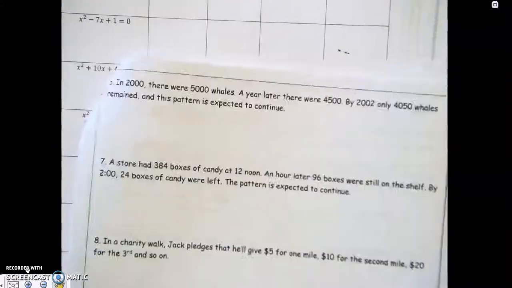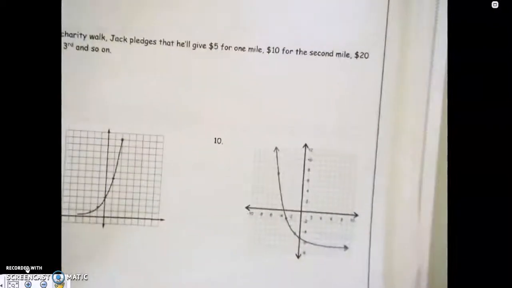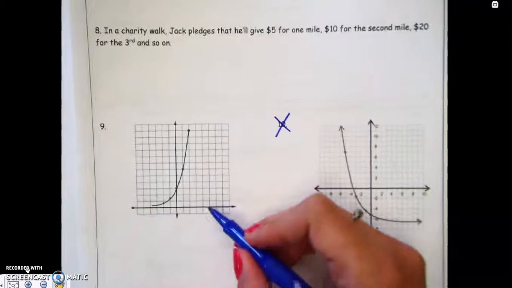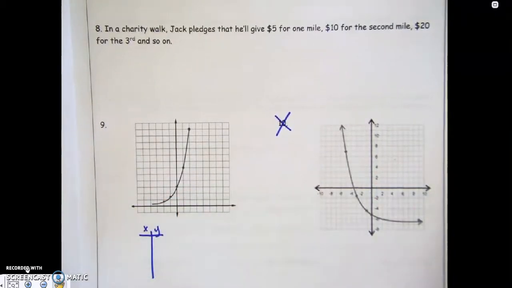On the other page, you'll see word problems, but it's the same thing. You want to find the y-intercept and the factor of growth or decay, and you're writing the same type of equation. In this graph, though, I want you to skip number 10. Just write number 9. And so for number 9, you might want to make a table of your x and y values, and that might help you write that equation.